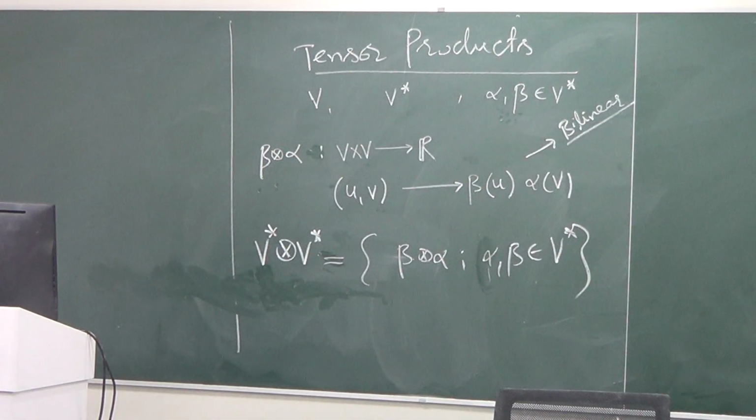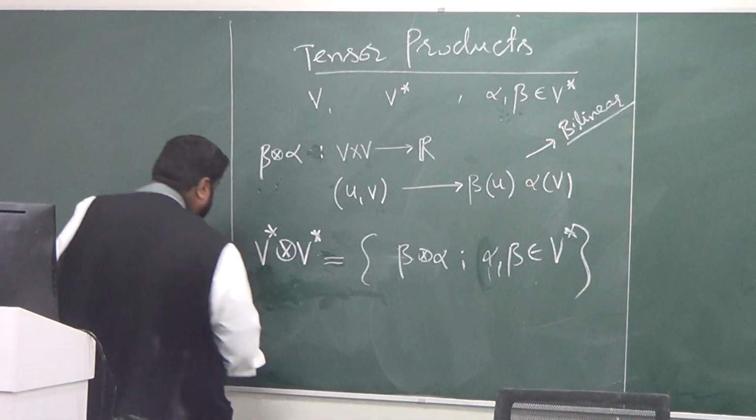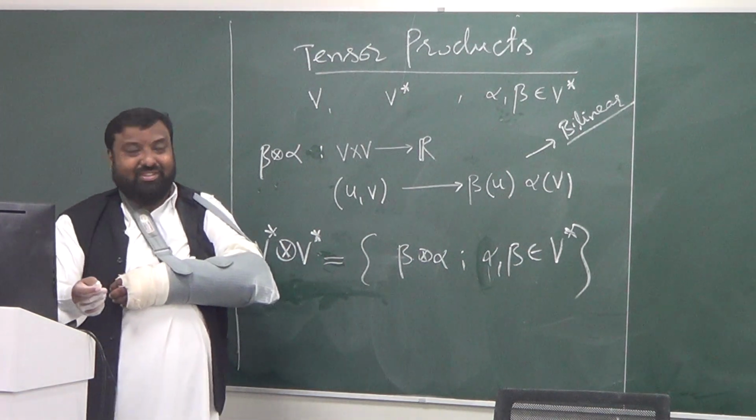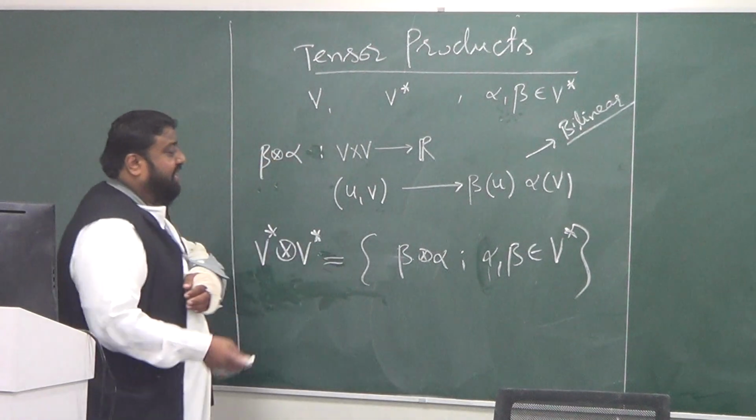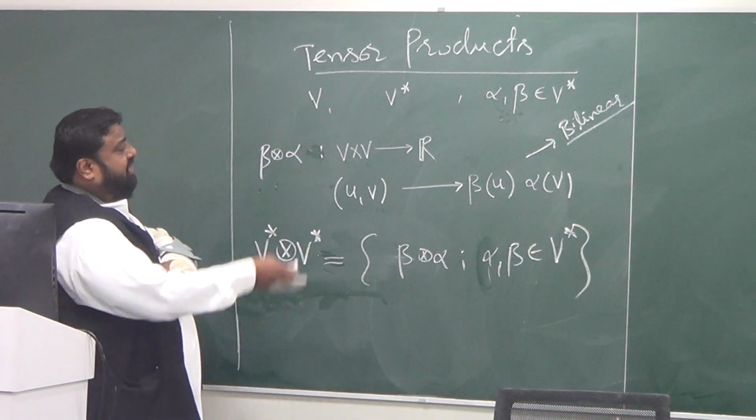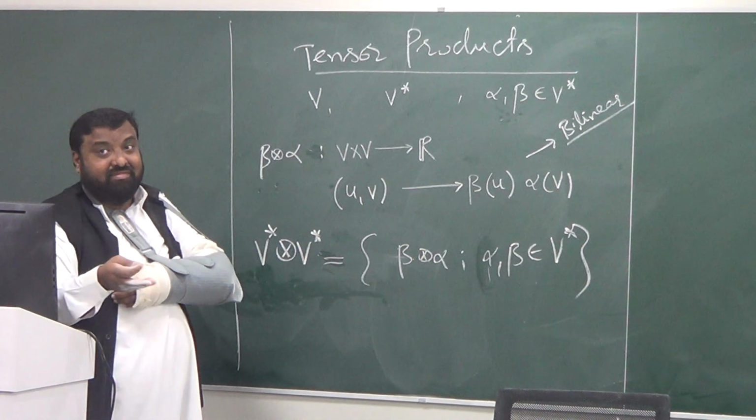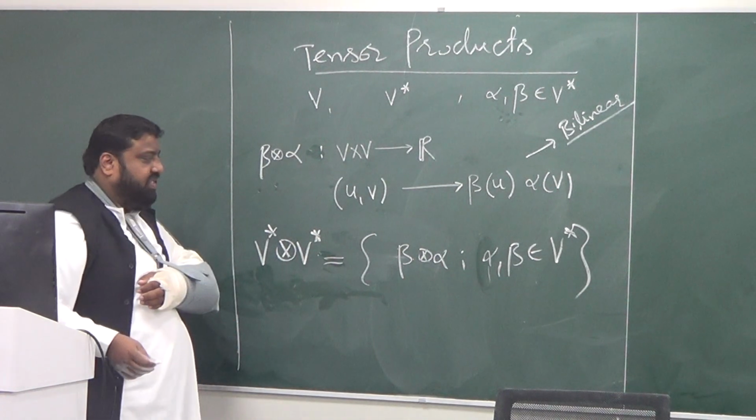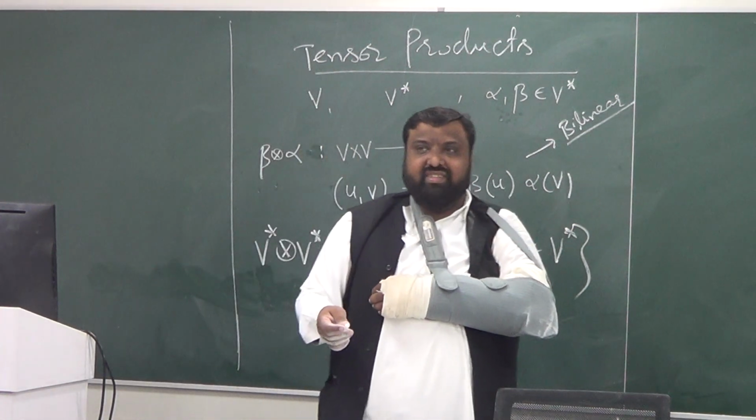Is it a vector space? Yes, you can ask a next question. Is it a vector space? What will be the basis? You can ask a hell of a lot of new interesting questions. Do those bases have some relationship with the basis of V and V star? There must be. So is this a vector space? Answer is yes. Why not?